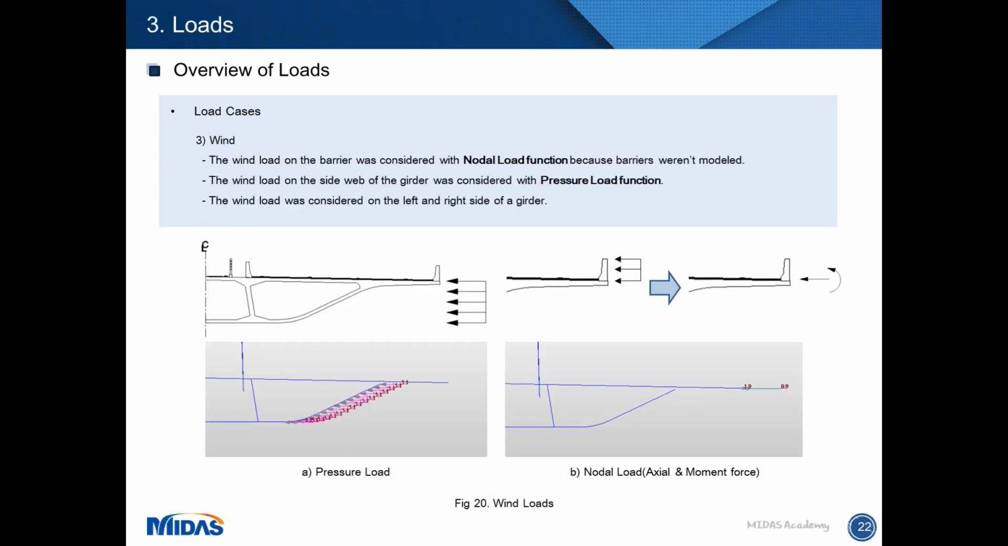Next one is wind load. As shown in the figure, the wind load was supposed to be on the side of barriers and the girder. So these are the wind loads. The wind load on the barrier is replaced as a nodal load because barriers were not modeled. So I replaced this pressure as a nodal load case. And the wind load on the girder is considered as a pressure load.